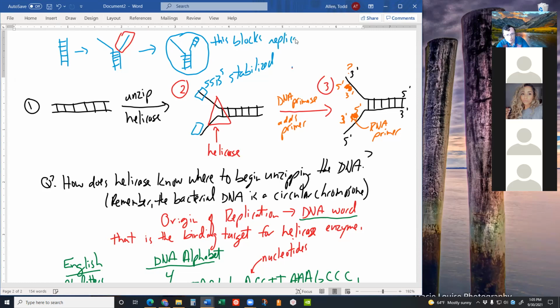Kit, you're asking, could that result in a mutation? Yeah, it would be possible that could promote the creation of a mutation. That is possible. Okay. All right. So step 1, we unzip. Step 2, we add some single-strand binding proteins. Step 3, we create little pieces of RNA primers to prime the reaction.